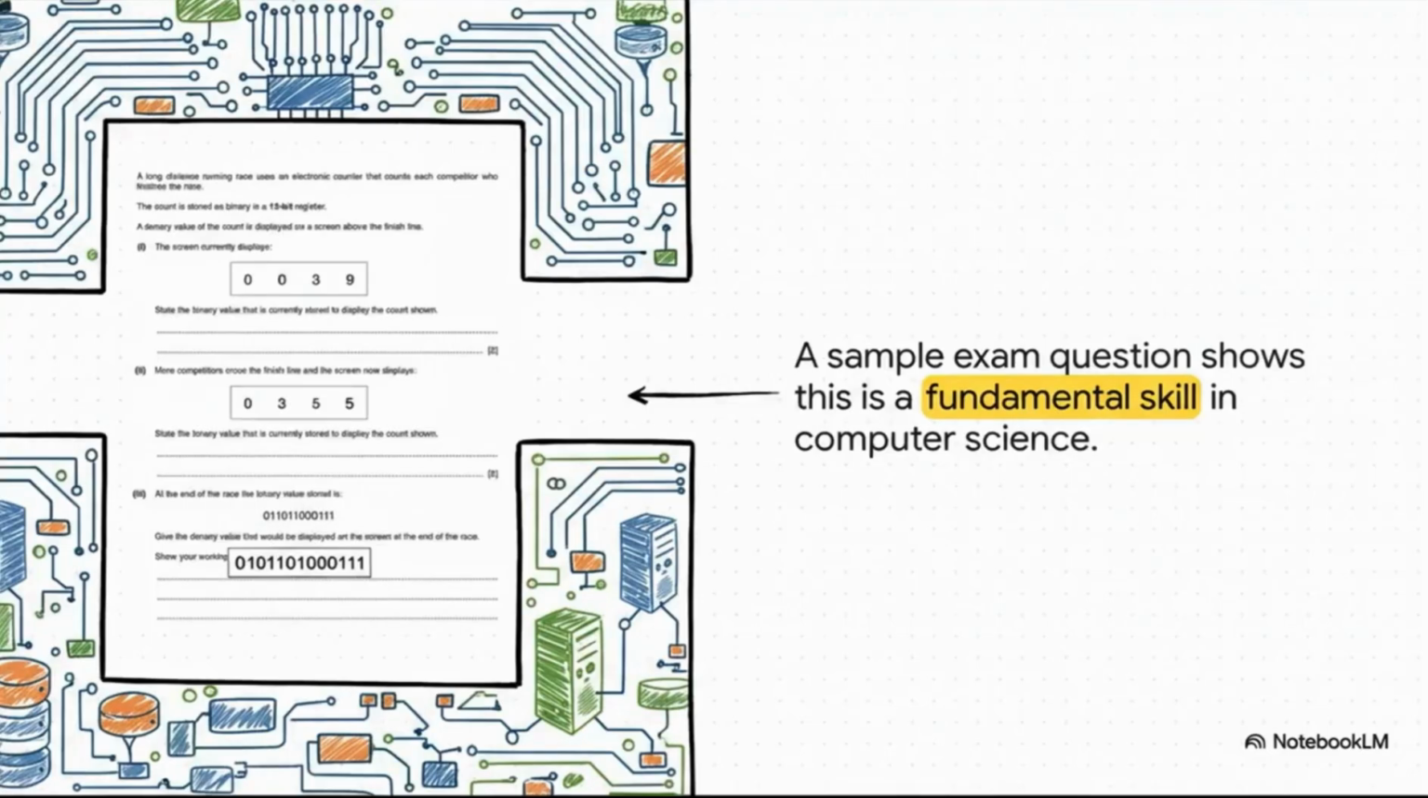And listen, this isn't just some weird party trick. As you can see from this actual exam question, being able to do these conversions by hand is a totally fundamental skill in computer science. It's used from everything from low-level programming to figuring out network problems.